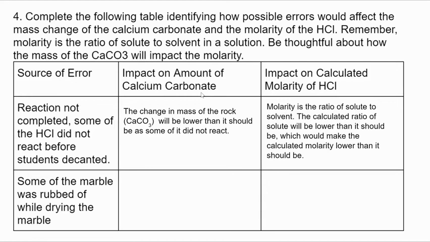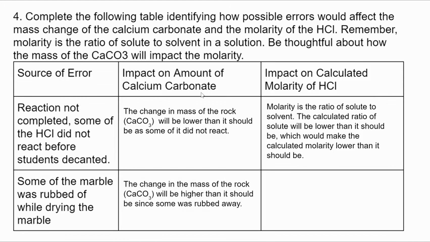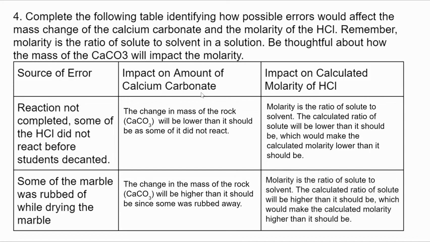Whereas if some of the marble was rubbed off while drying the marble, this would cause the change in mass of the rock to be greater than it should have been. Some of it would have been rubbed away instead of decreased through the chemical reaction. This would cause the ratio of solute to solvent to be off because we would have a higher mass of rock at the start of our stoichiometry, which would lead to a higher number of moles, and thus the calculated molarity would end up being higher than it should be.